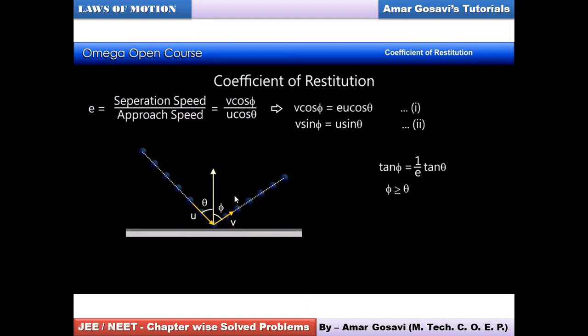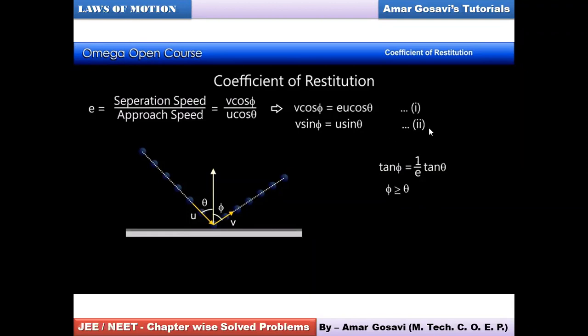Similarly, if these were the vertical components being equated, horizontal components if I equate, for V the horizontal component will be V sine phi. For U it will be U sine theta with respect to this theta. So we equate V sine phi equal to U sine theta. So I get the second equation.